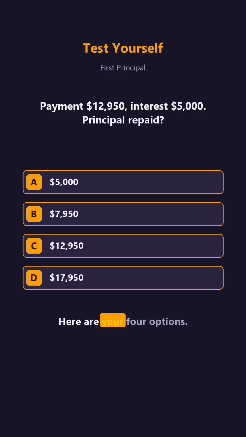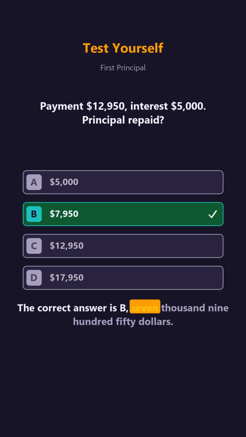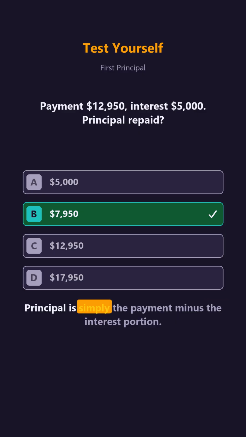Here are your 4 options. Pause the video and solve it now. The correct answer is B, $7,950. Principal is simply the payment minus the interest portion.